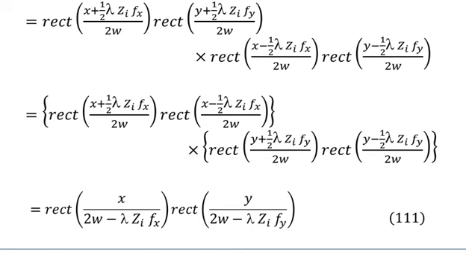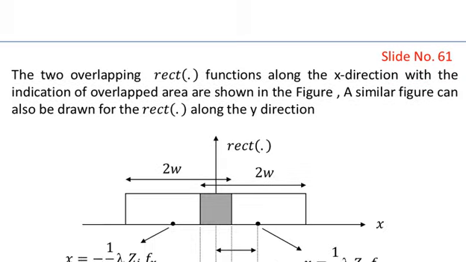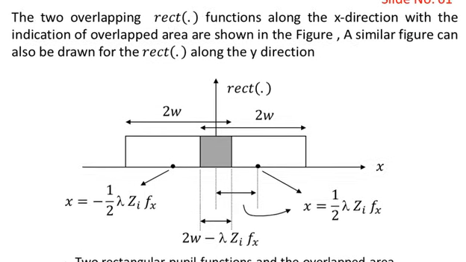So in the last step of equation number 111, the first rect function on the left exists at x equal to 0 with a width from minus half of 2w minus lambda z_i f_x to plus half of 2w minus lambda z_i f_x. And the second rect function is centered at y equal to 0 with width from minus half of 2w minus lambda z_i f_y to plus half of 2w minus lambda z_i f_y. And these are explained in the figure we just showed over here.